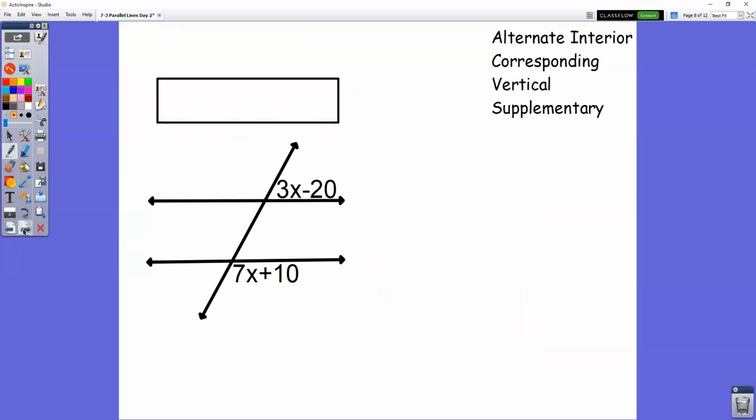Now, this is a trick question. On the New York State test, they love this question, all right, because it is a trick question. Pay very close attention to this. You do have ones like this on your homework.